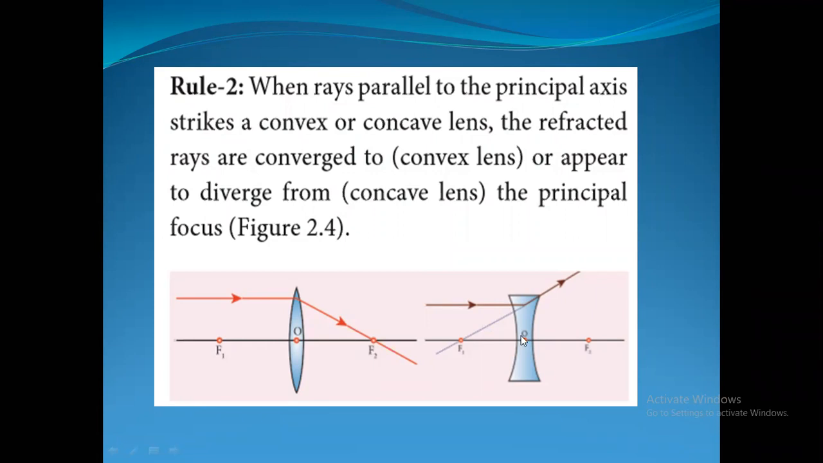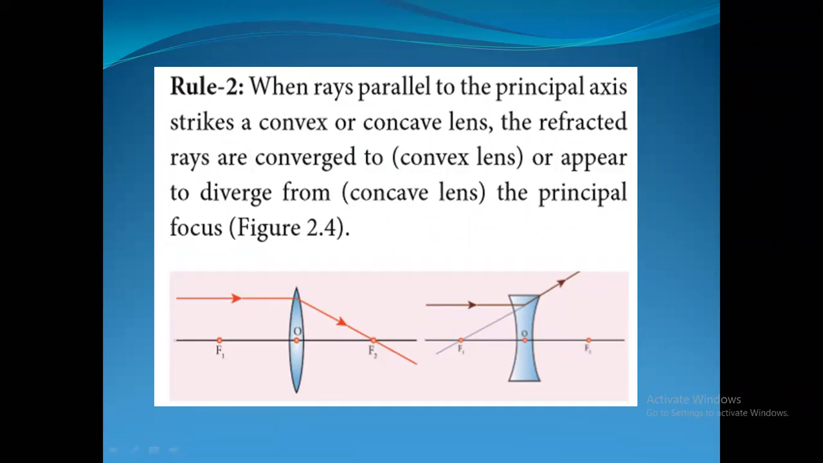This is the concave lens. Here also, the ray passes parallel to the principal axis, and it is refracted as if from the principal focus. Here it is convergent, the first is the converging lens. Here it is diverging. This is the converging lens. This is the diverging lens.